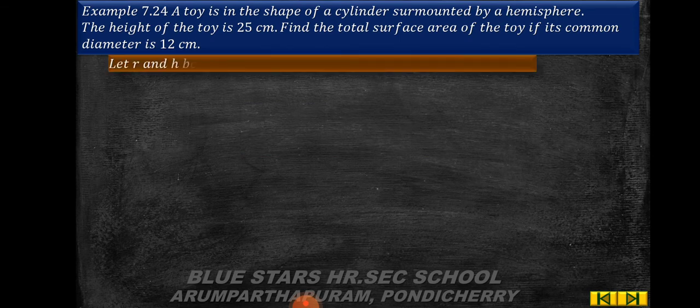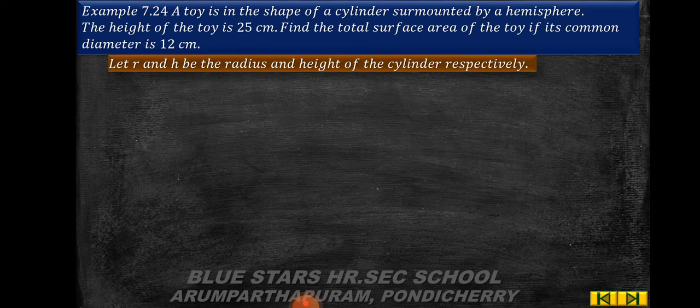Example 7.24. A toy is in the shape of a cylinder surmounted by a hemisphere. The height of the toy is 25 cm. Find the total surface area of the toy if its common diameter is 12 cm.